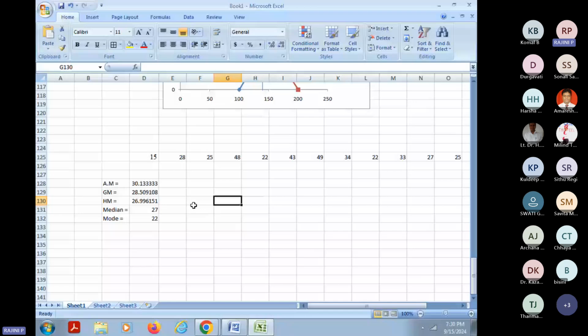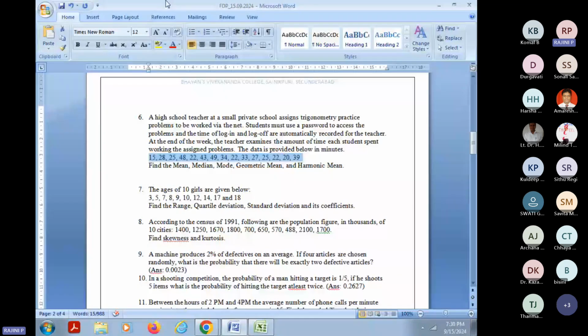Now after that, just go to the next question. Here this is the data they gave: the age of 10 girls in a class. And for this they are asking, calculate the range, quartile deviation, standard deviation, and its coefficient. So what is the range and quartile deviation that you need to do?